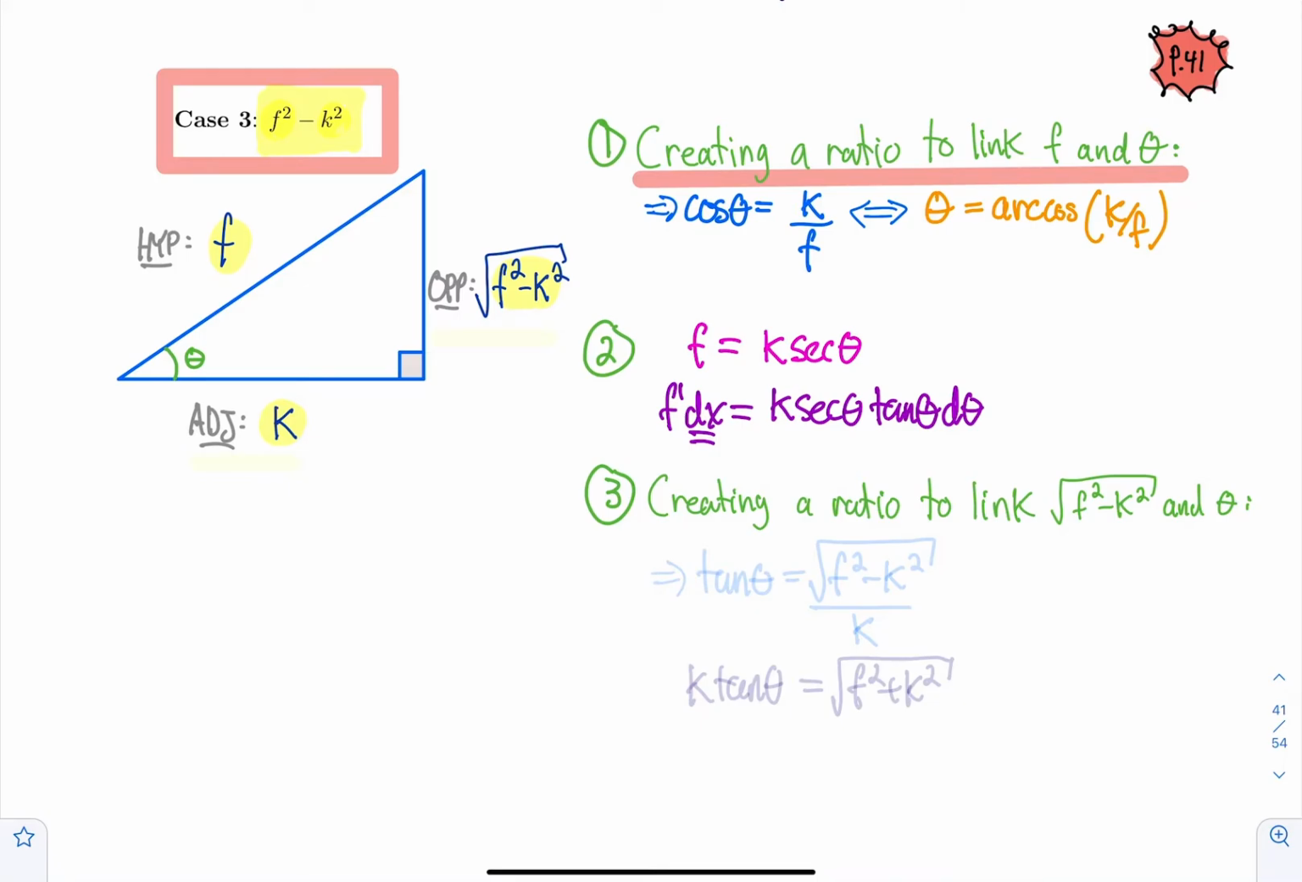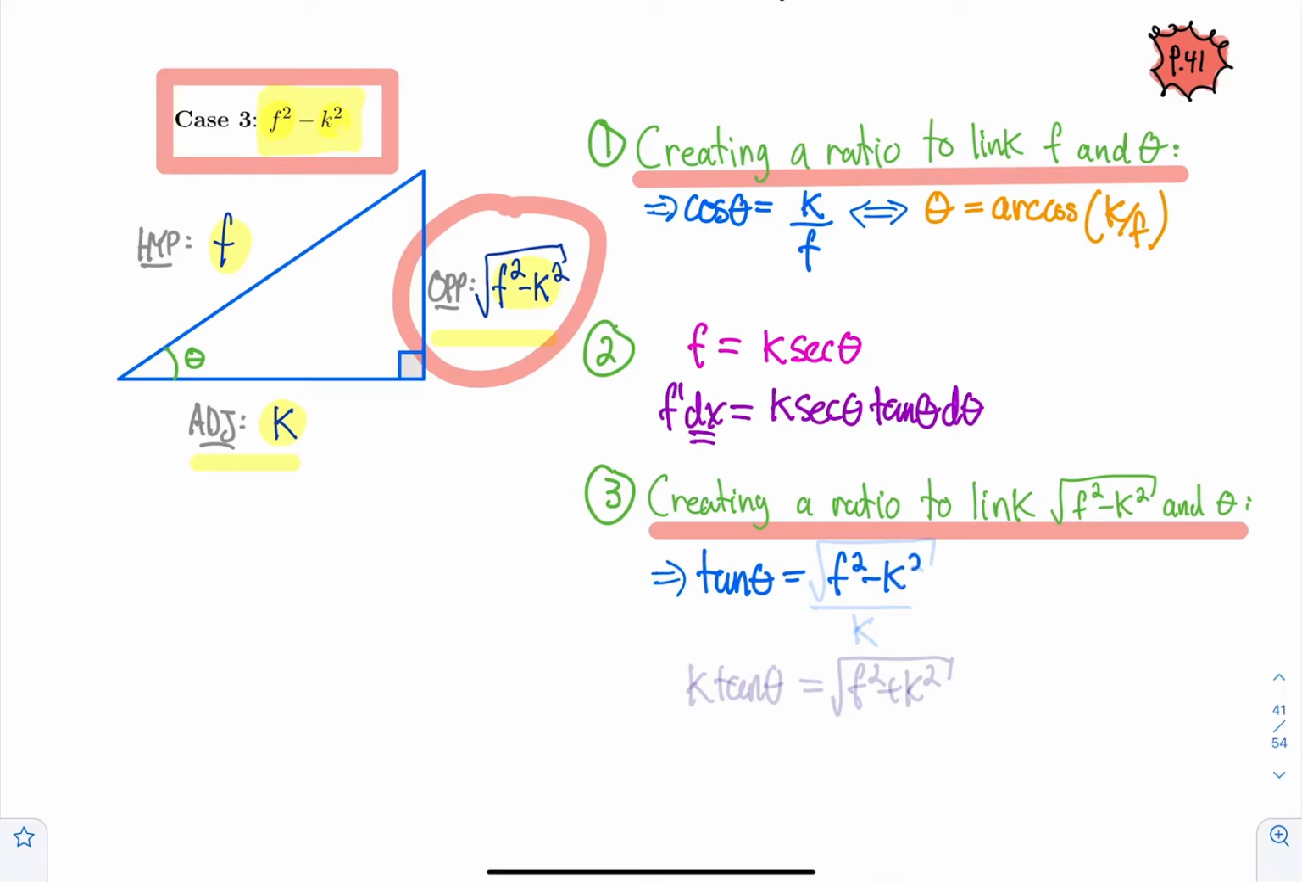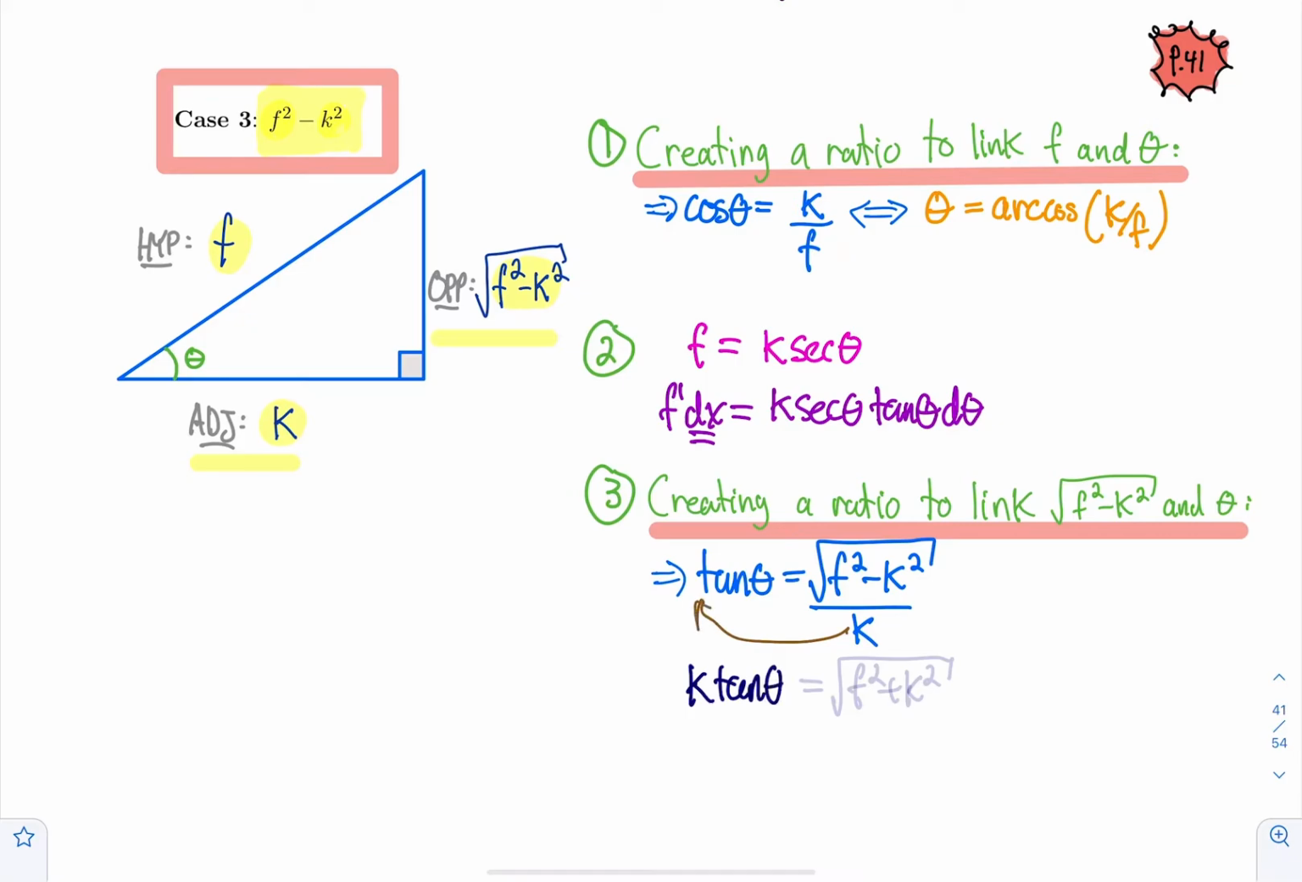And we have a formula for dx by computing the derivative of that equation. And the last ratio that you're going to set up is a ratio for your square root. So now we want a ratio for the square root, which is at the opposite side. And we are going to use the adjacent side as usual. So a ratio that involves the opposite side and the adjacent side is going to be a tan ratio. So here, tan theta is the opposite, square root of f squared minus k squared, over the adjacent, k. So if you isolate the square root, you just need to multiply by k, so you get k tan theta is equal to the square root of f squared minus k squared, all square rooted. So now we have a formula for the square root.